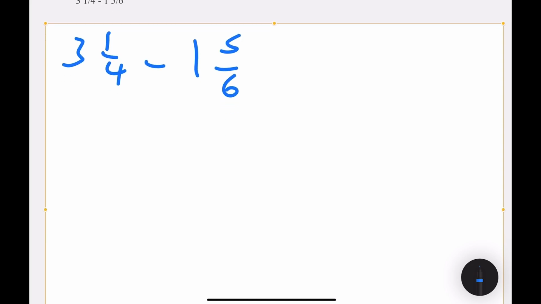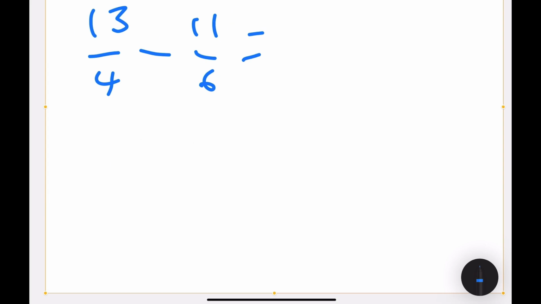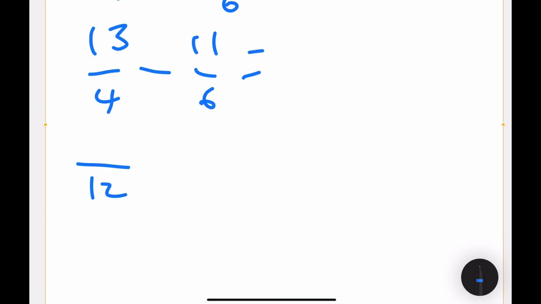So for the first one, 3 multiplied by 4 is 12, add the 1 is 13, so that's 13 over 4. For the second part, it'd be 6 multiplied by 1 is 6, add the 5, that's 11, so it'd be 11 over 6. I want to make the denominator the same, so I know both 6 and 4 go into 12. So to get the 4 to 12, we multiply by 3. So we multiply the top by 3 to get 39. And now the second part, we multiply the 6 by the 2 to get 12. So we multiply the 11 by 2 to get 22.